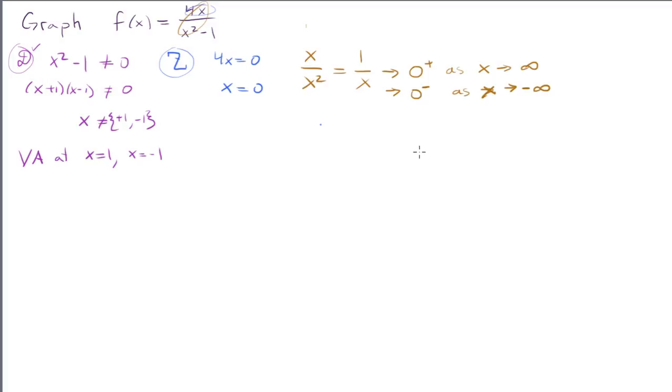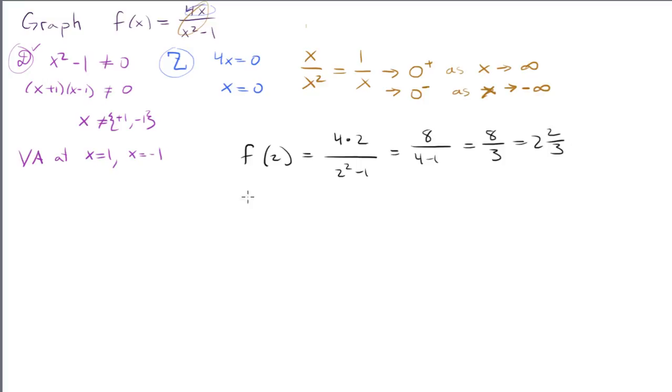Do we want to get an idea of maybe what some points look like? I think that's pretty good too. I'm going to look at f of 2. That's going to be 4 times 2 over 2 squared minus 1. That's 8 over 4 minus 1, which is 8/3, or 2 2/3.